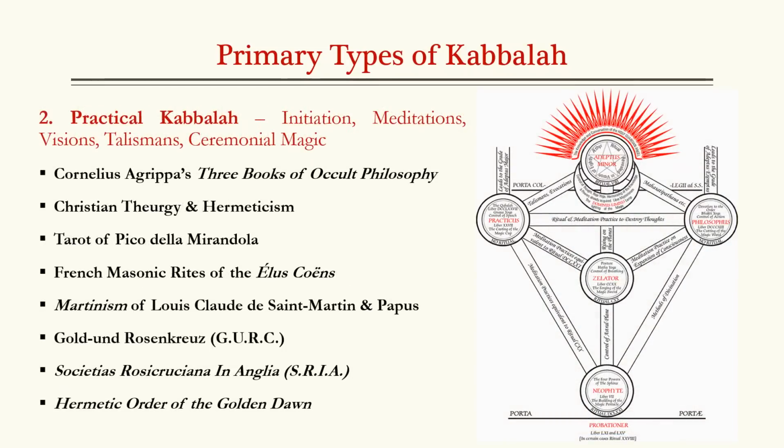Then we get into practical Kabbalah, which is where we're going to spend a lot of our time in the future classes, okay? But we have to get there. Practical Kabbalah is initiation, meditations, visions, talismans, ceremonial magic. Over there on the right, you see a splice of the tree, the bottom spheres, and this specific version comes from the AA, the Argentium Astrum of Aleister Crowley. It's his initiatory schema, which was based off that of the Golden Dawn. And essentially, in this initiatory schema, you're going to start at the bottom of the tree.